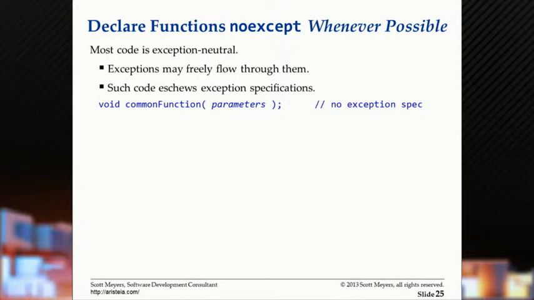So I'm not telling you to run around looking for opportunities to put in noexcept in places where it doesn't belong. What I am saying is that if you have determined that you want to make the interface guarantee that it's not going to throw exceptions, that's the place to use noexcept. But most functions, being exception neutral, like this common function, are not going to have an exception specification.